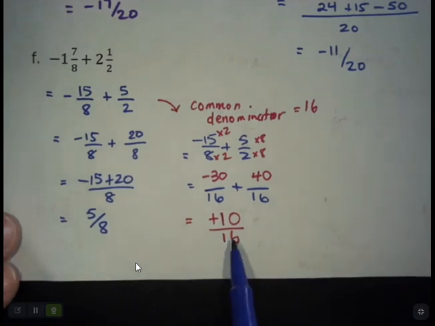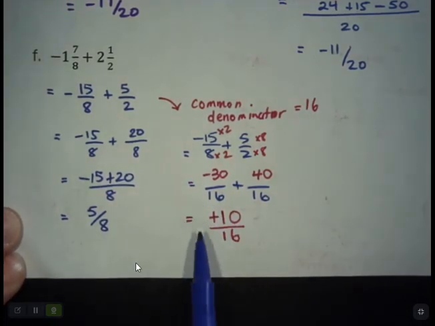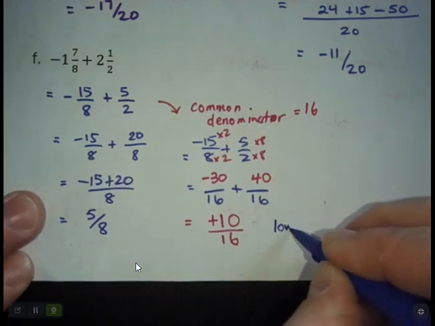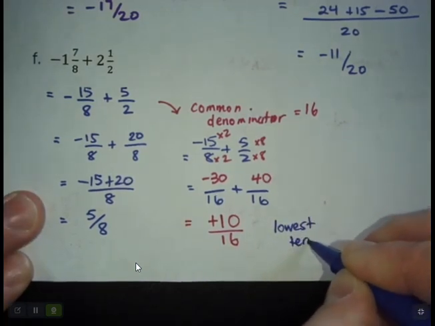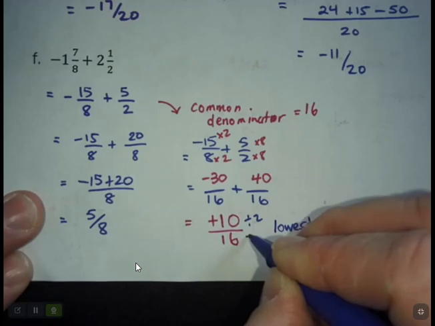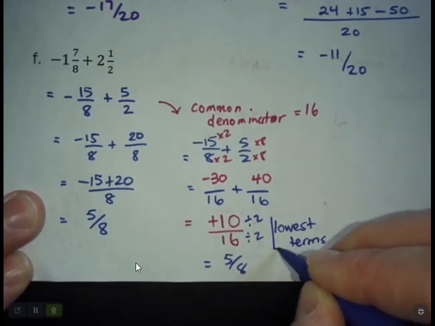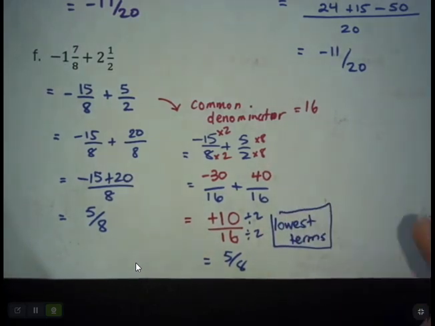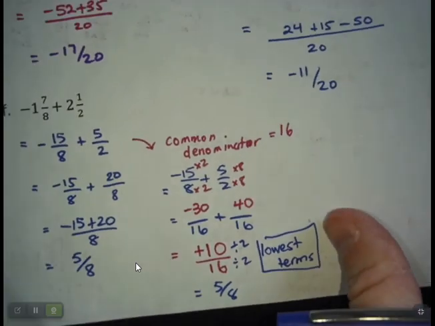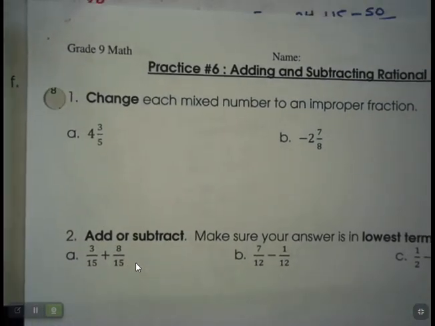So my question to you is this: are those equivalent? Yeah, I just have to put this in lowest terms. So I might have to divide the top and bottom by 2 to get that answer. So if you make a common denominator that wasn't the lowest common denominator, that is perfectly fine. Okay? So give the practice a try.